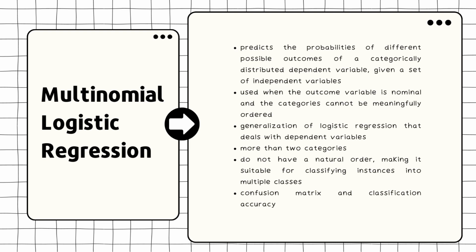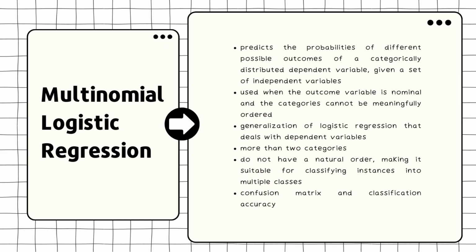The second type is multinomial logistic regression. It predicts the probabilities of the different possible outcomes of a categorically distributed dependent variable, given a set of independent variables. It is used when the outcome variable is nominal and the categories cannot be meaningfully ordered.